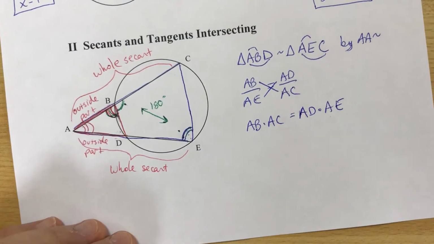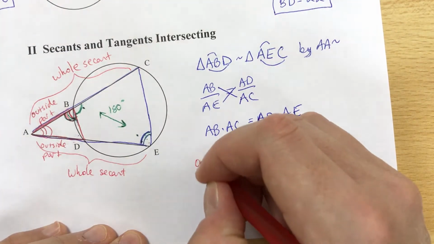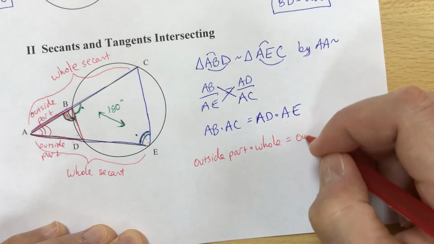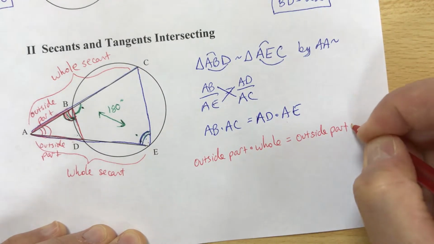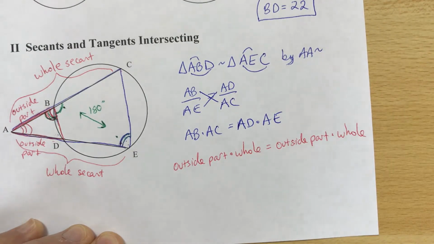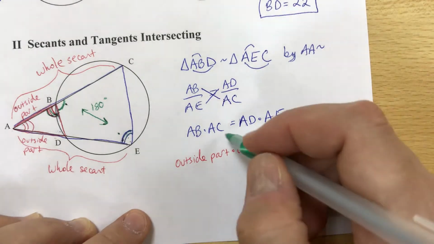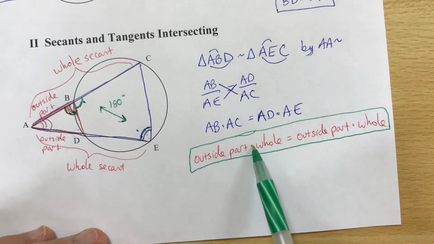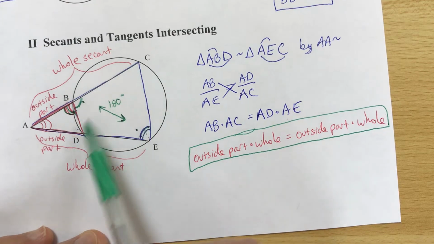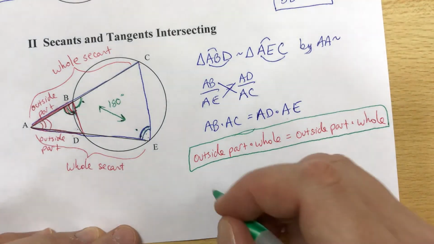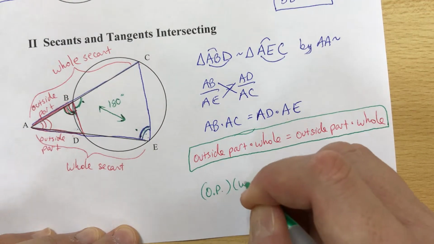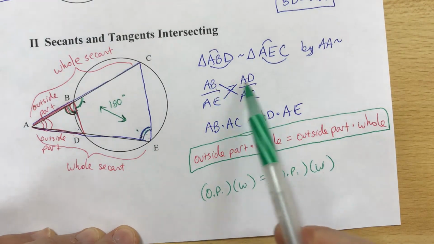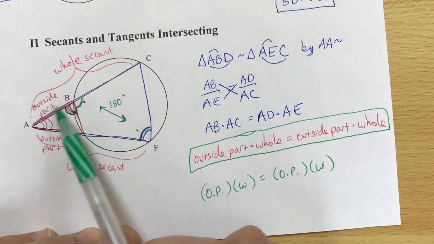All right, now the way that I write this formula, the way that I remember this, is I say we take the outside part times the whole, and that's equal to the outside part times the whole. And that is formula number two. Outside part times the whole equals outside part times the whole. Again, the idea is it's the product, it's multiplication. If you want to abbreviate it, you can say OP times W equals OP times W, however you want to remember it. But that's a lot easier to memorize than trying to use the points, trying to use the segments themselves. This is how I like to describe it.